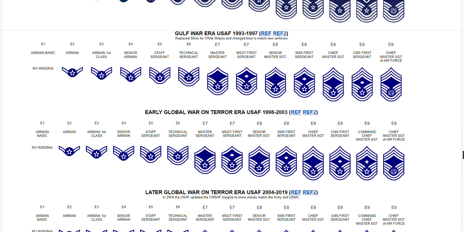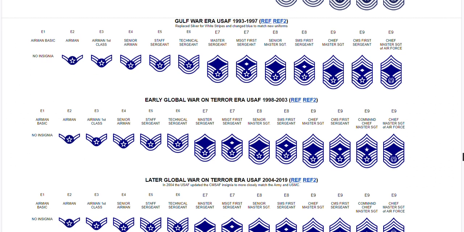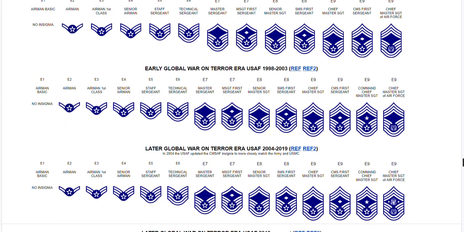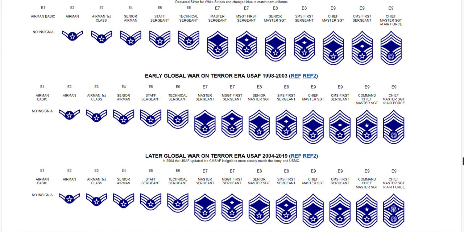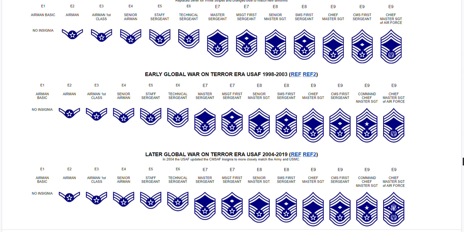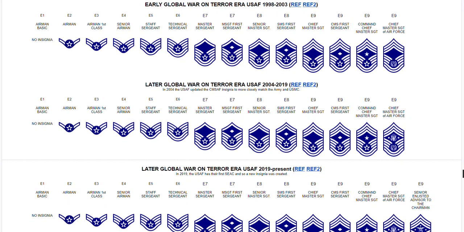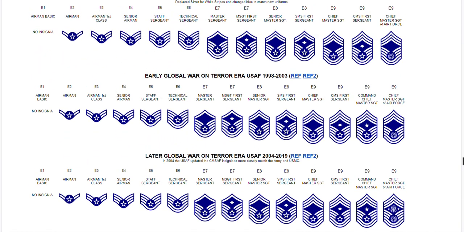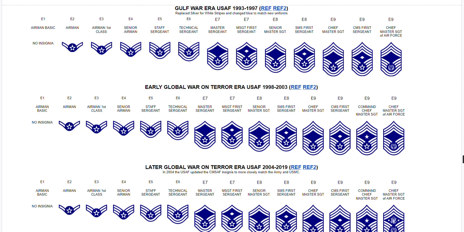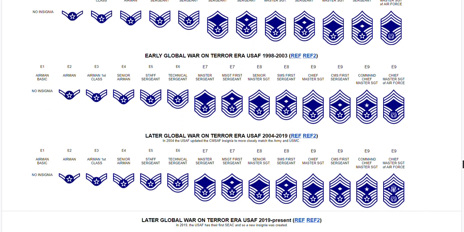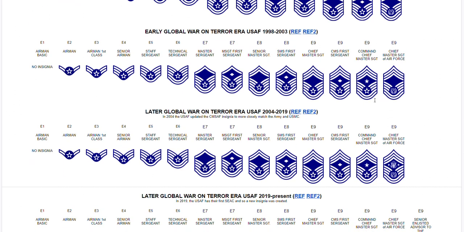So then in 1998, they added the Command Chief Master Sergeant at the E9 position. So now we have 4 E9 positions instead of only 3. And I think this goes along with what was going on in the Navy at the same time, with adding the Command Master Chief Petty Officers.